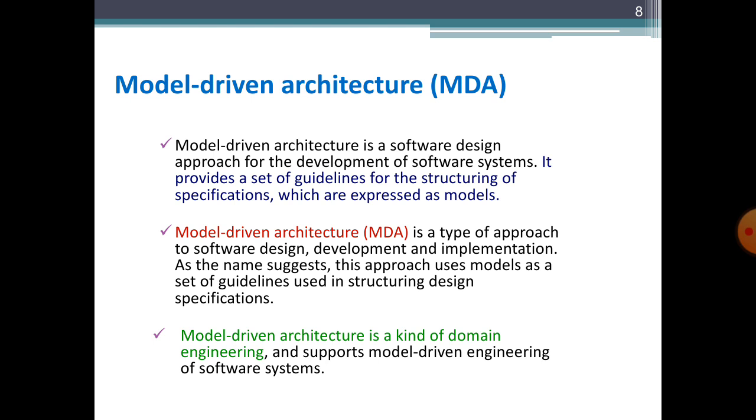So this model driven architecture is a type of domain engineering, and it only supports the model driven engineering of software systems. Students, it is a model which focuses only on the approach to software design and implementation, and further uses a subset of UML models to describe a system. So this is about model driven architecture.